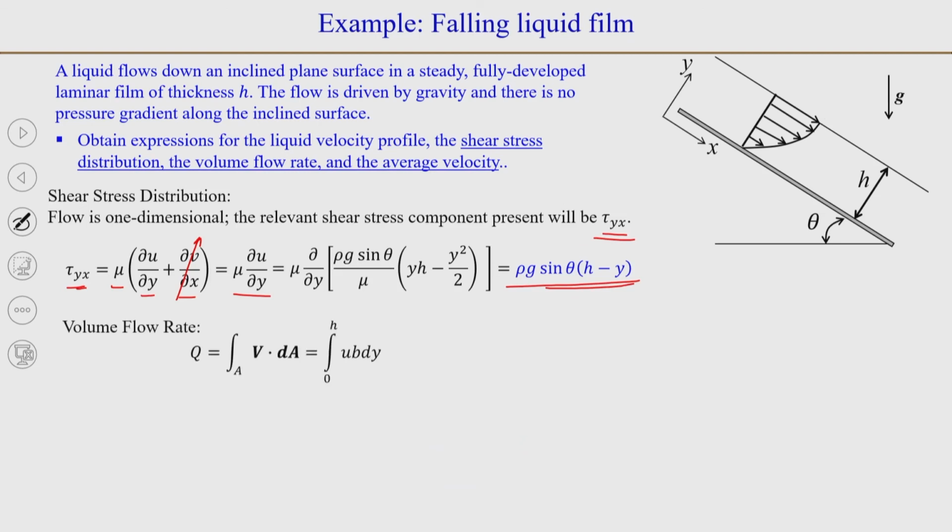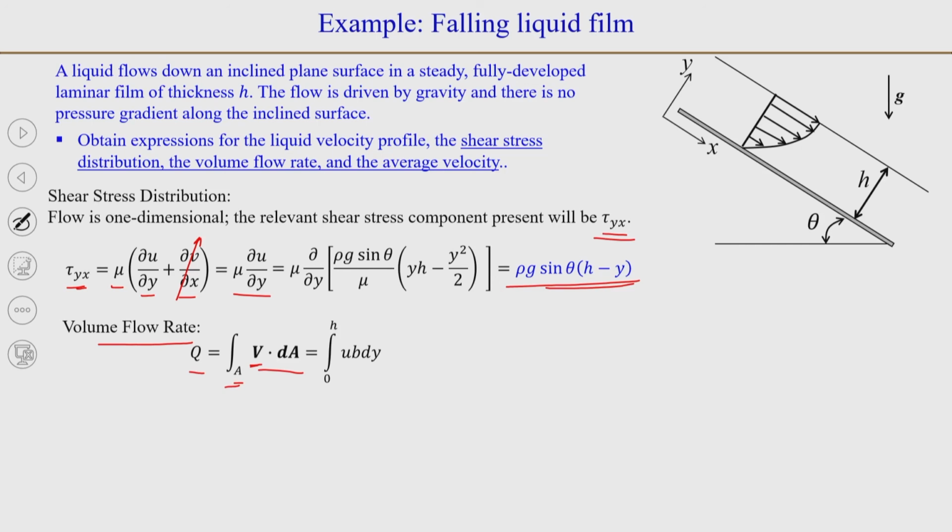Okay. And then we need to find the volumetric flow rate, which will be the integral of V dot dA over a cross sectional area, because the flow is fully developed. So, you take any section at any x and integrate the velocity over the cross sectional area, because the velocity varies along the y direction. So, we will need to integrate it, we cannot take it to be uniform flow.